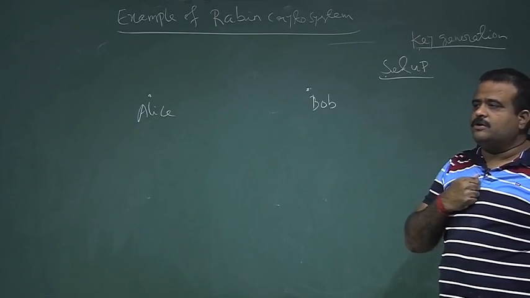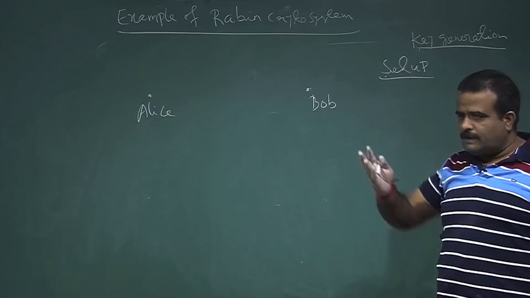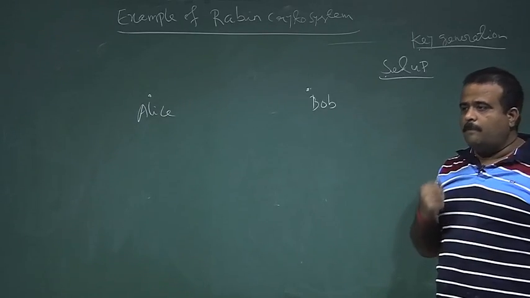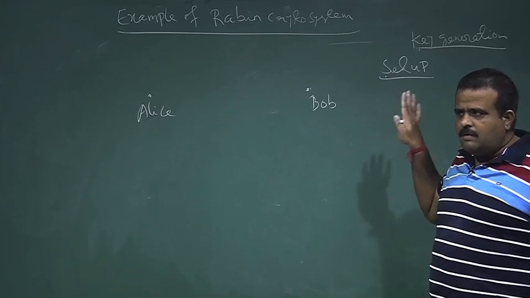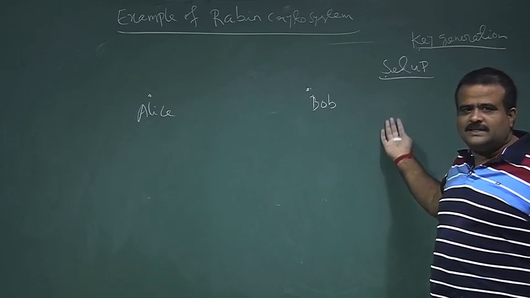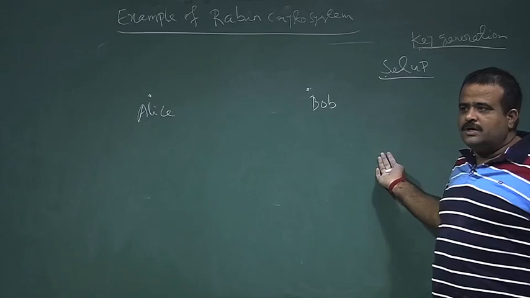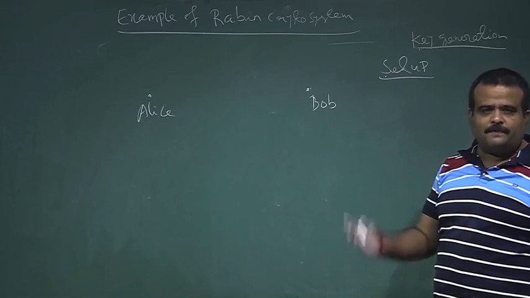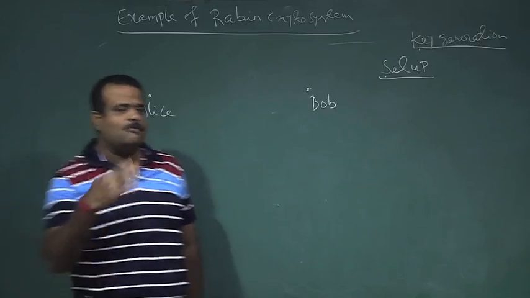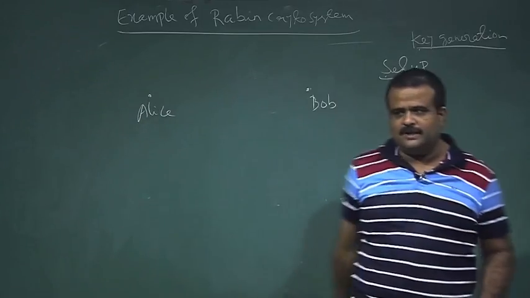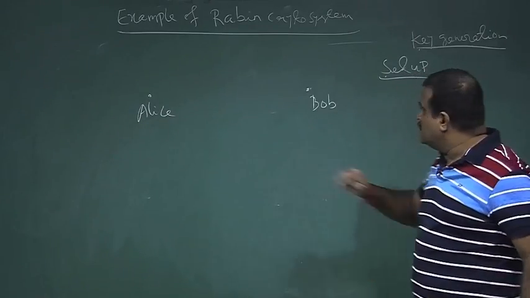If I want to send a message to Bob in a public key setup, I need to get Bob's public key. So this key generation is done by Bob. Once Bob completes it, he will have a public key and private key pair, and he will make his public key available in a public domain or announce it.